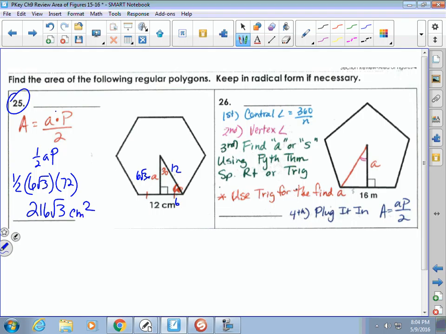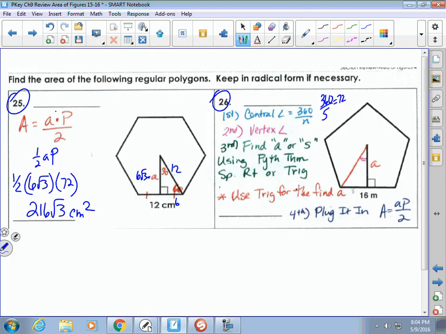So 25, definitely test-like. 26, definitely test-like. It is going to be a pentagon. You are going to have to use trig. You are going to be expected to know these steps and memorize them. Always find the central angle first, which is 360 divided by n. 360 divided by n, our number of sides is 5, which is 72.